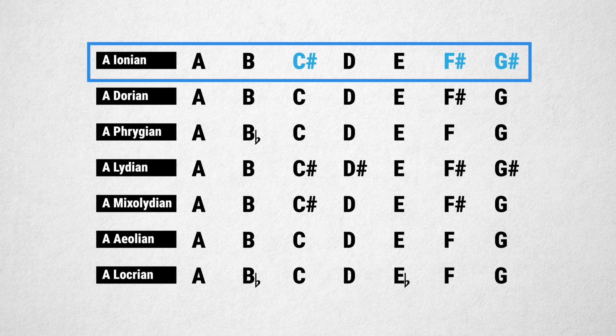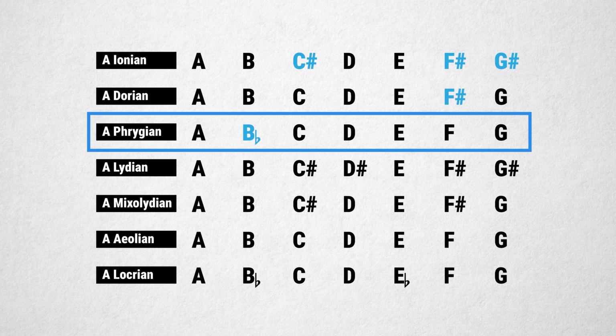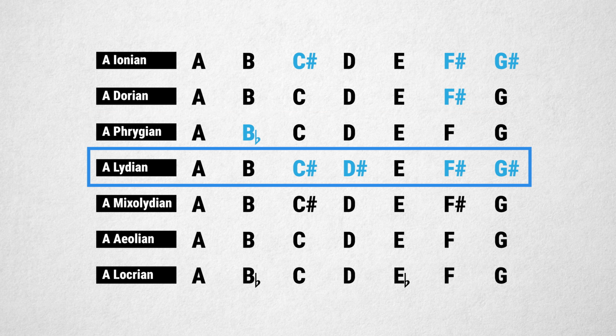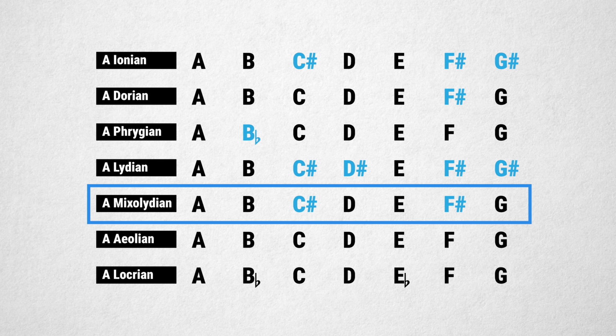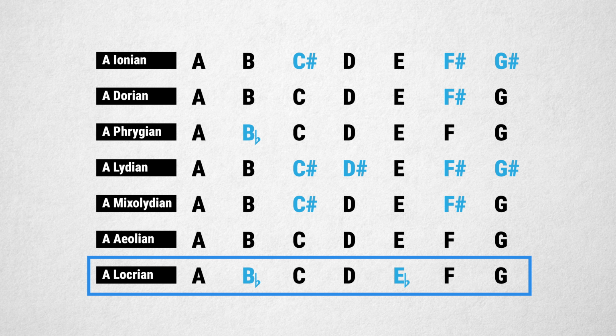The A Ionian mode has 3 sharps. The A Dorian mode, the second mode of G major, has 1 sharp. The A Phrygian mode, the third mode of F major, has 1 flat. The A Lydian mode, the fourth mode of E major, has 4 sharps. The A Mixolydian mode, the fifth mode of D major, has 2 sharps. The A Aeolian mode, the sixth mode of C major, has no sharps or flats. The A Locrian mode, the seventh mode of B flat major, has 2 flats.